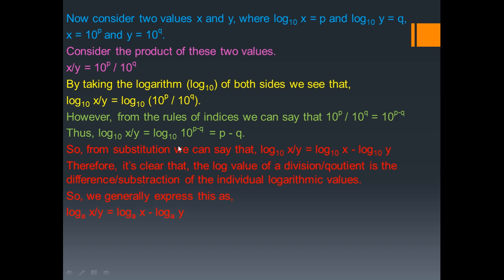So log of x divided by y to the base 10 is now equal to log of 10 to the power p minus q to the base 10. So this is equal to p minus q times log 10 to the base 10. So that is equal to p minus q. So from substitution, p is equal to log x to the base 10 and q is equal to log y to the base 10. So finally, log of x divided by y to the base 10 can be simplified to log x to the base 10 minus log y to the base 10.